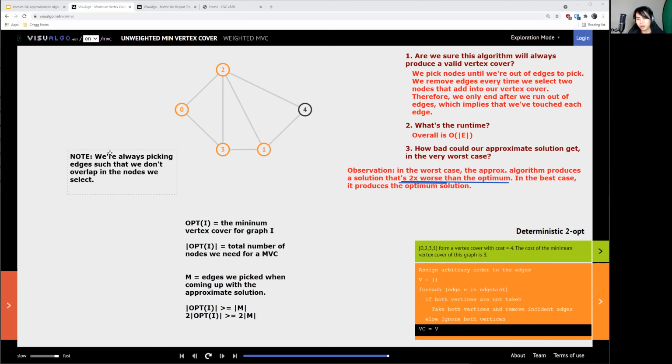So the observation that you need to keep in your head is that the way this algorithm works, whenever we're picking edges, we're always picking edges that don't have nodes that overlap with the previous nodes that we selected.